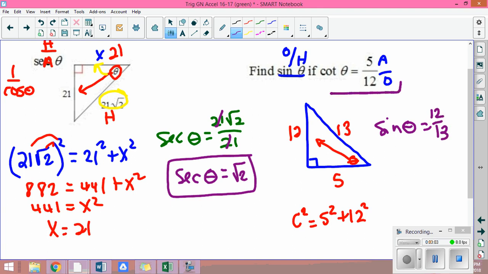So this allows you to build the triangle. Pythagorean theorem allows you to finish, and then it's simply a matter of SOHCAHTOA or using your trig ratios after that.